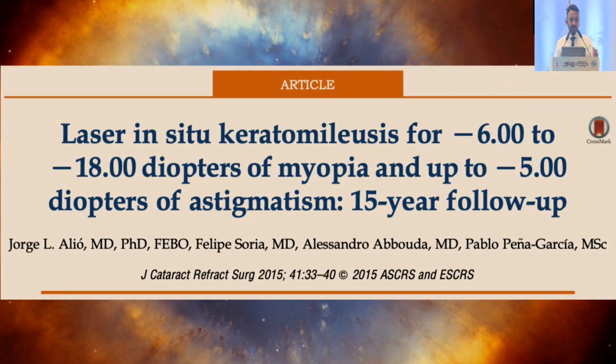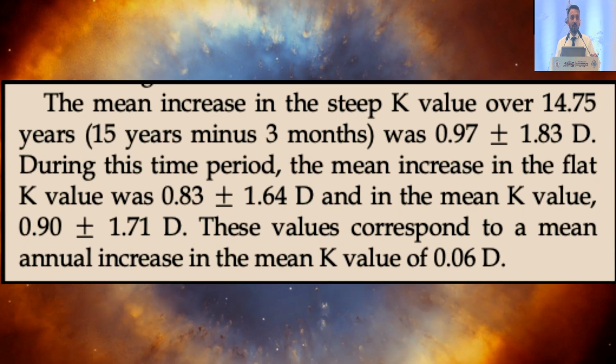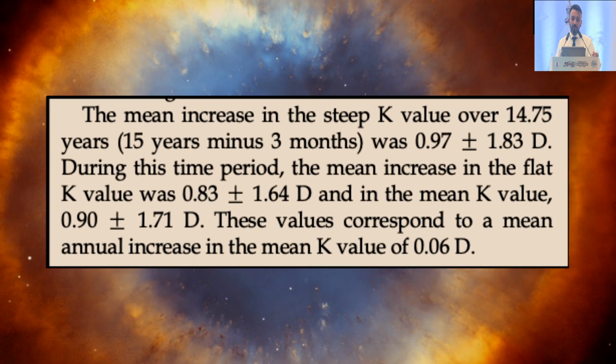Now, George Aliev's group has published long-term data, more than 15 years of follow-up, from -6 to -18. I don't know how they did -18, but interestingly, what they found was that the change in K value in 15 years was not even a diopter, which translates to 0.06 diopter K value difference in a year.